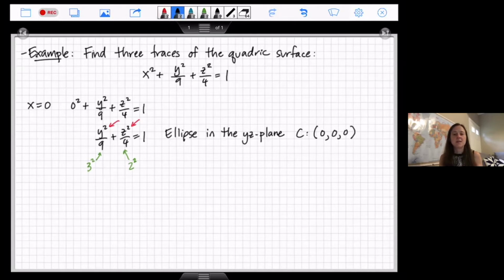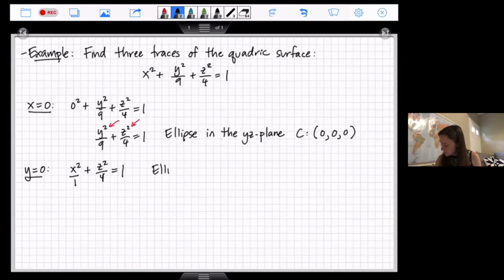All right, so we need 2 more traces. Again, 0 is always the easiest number to plug in. So let's plug in y equals 0 and z equals 0. Plugging in y equals 0, I'll get x squared, the y term will disappear with the 0, and I'll get z squared over 4 equals 1. It's another equation of an ellipse. I can think of that as being x squared over 1. This one just has x's and z's. This lives in the xz plane, and it's got an x radius of 1 and a z radius of 2. So this is also an ellipse in the xz plane.